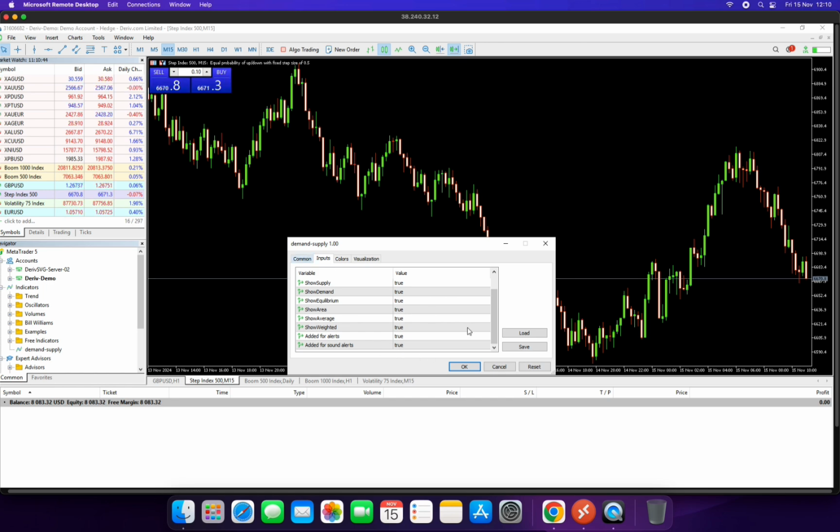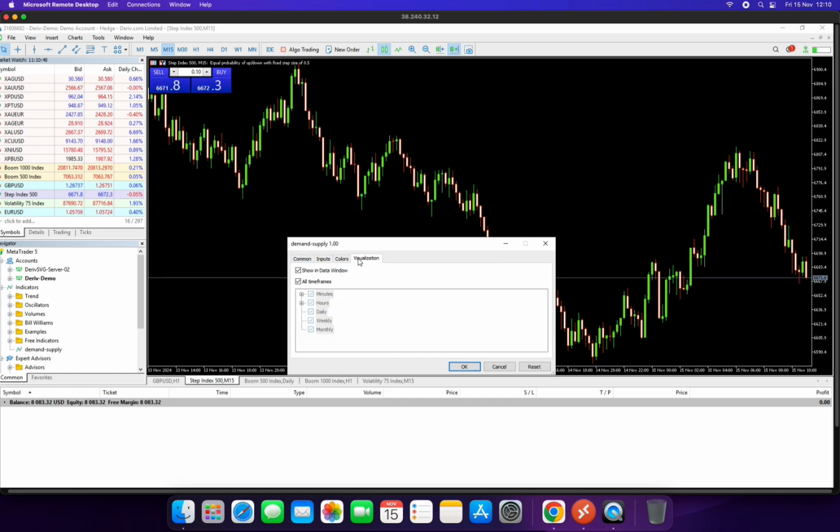So we have done this. So you come here. The visualization is very important. We want to be sure that it shows in all data window, and we also want to ensure that it shows in all time frame.